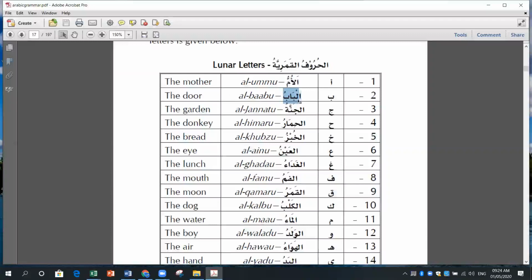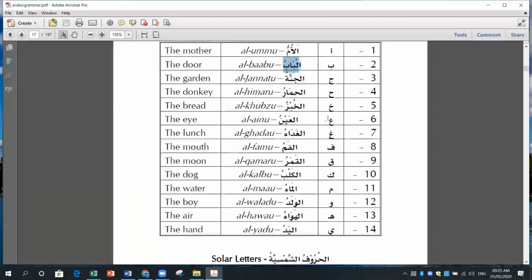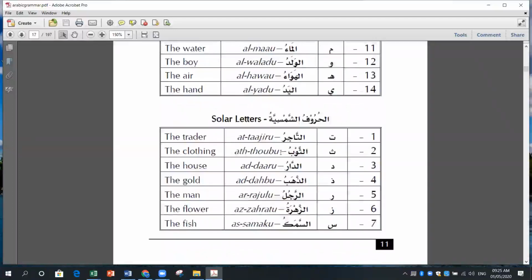So there are in total 2 categories among all the alphabets. With some letters, we pronounce alif lam, and with some letters, we don't pronounce it. For example, al-khubzu, bread. I pronounce this alif lam. But there are certain other letters with which I don't pronounce alif lam.